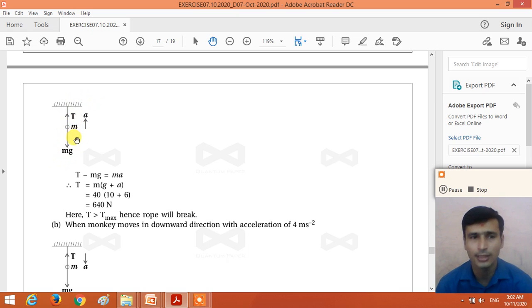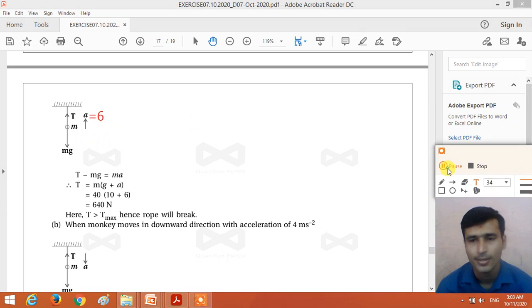So when the monkey climbs up with acceleration a equal to 6 meter per second square, the pseudo force acting on the monkey is in the downward direction, and the weight of the monkey is increased by a factor ma, as we discussed previously in the case of the lift. So the weight of the monkey W is equal to m into g plus a. So the total weight of the monkey is 640 Newton. But here the maximum tension force the rope can withstand is 600 Newton. So the weight of the monkey is 640 Newton, which is greater than the maximum tension. So the rope will break, right?